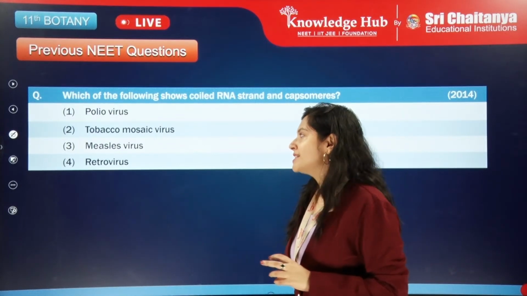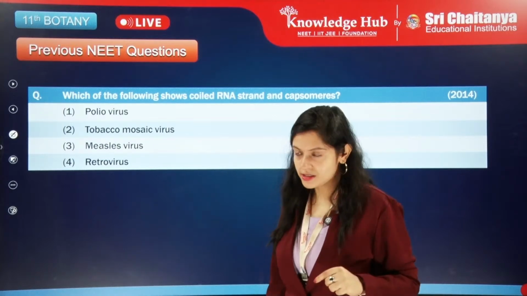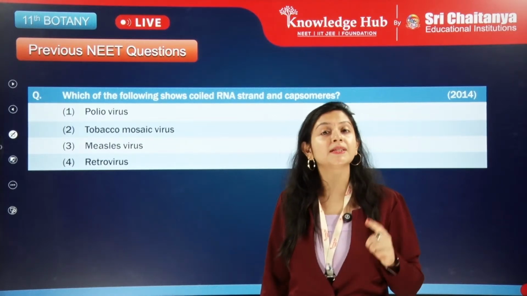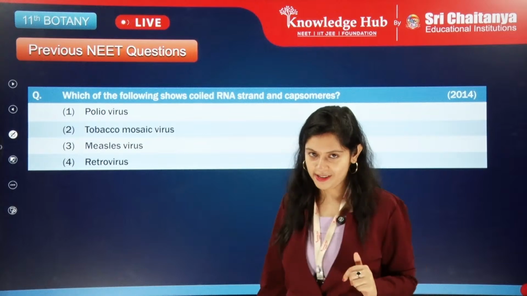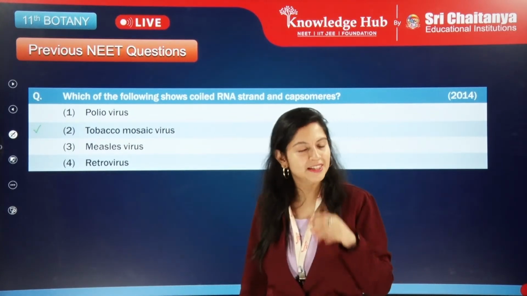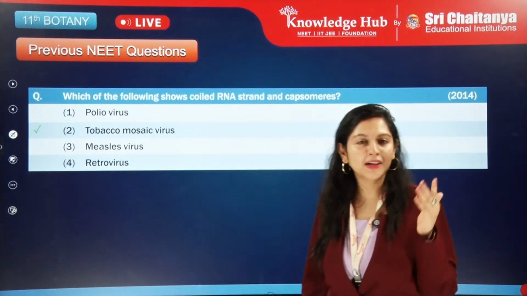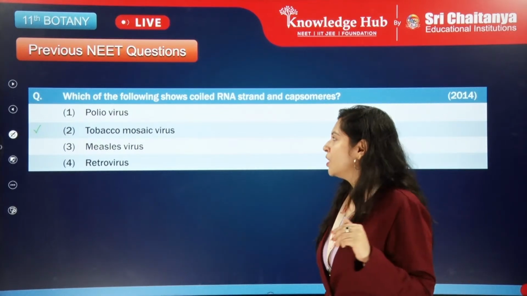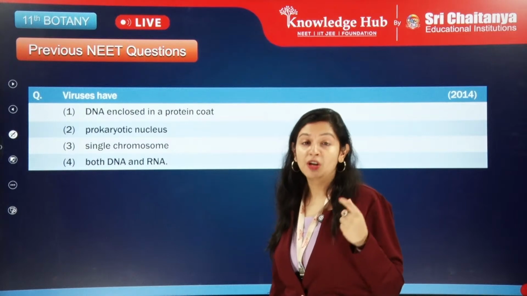Which one? Let's see the options. Poliovirus, tobacco mosaic virus, measles virus and retrovirus. Right, you know the correct answer. This is tobacco mosaic virus. Yes, my dear students, I know you are absolutely correct. Okay, now let's see the next question.